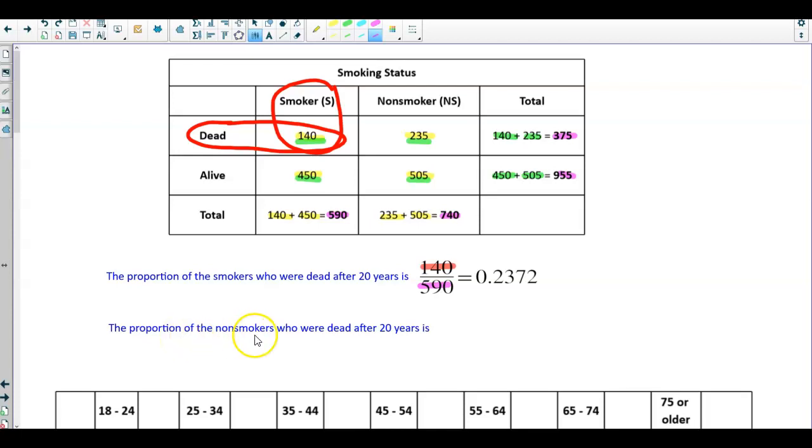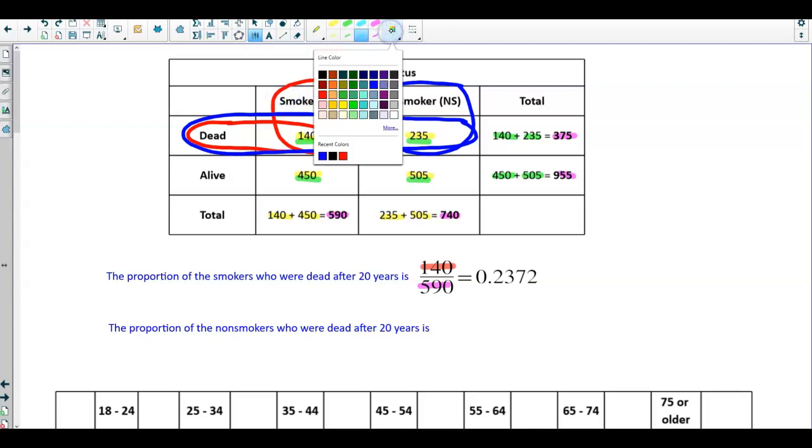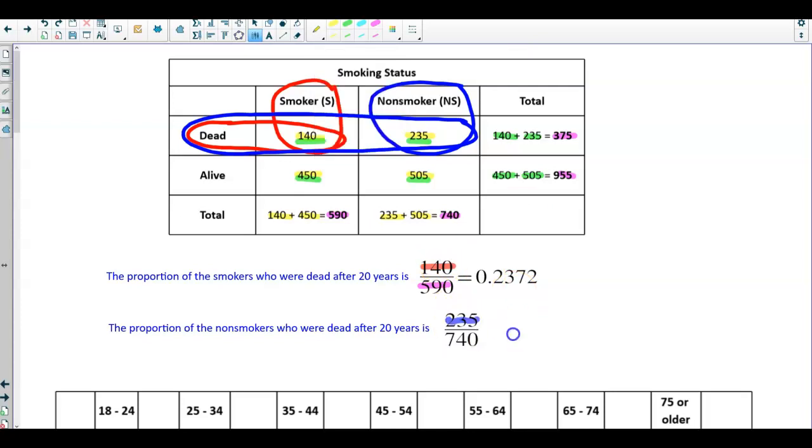Now in the next question, we want to find the proportion of non-smokers who were dead after 20 years. So let's go ahead and do that. We're looking for non-smokers. The non-smokers who were dead is 235 for the numerator. We're dividing it by the total of non-smokers, which is 740 in that column. And then we get the following result, 0.3175.